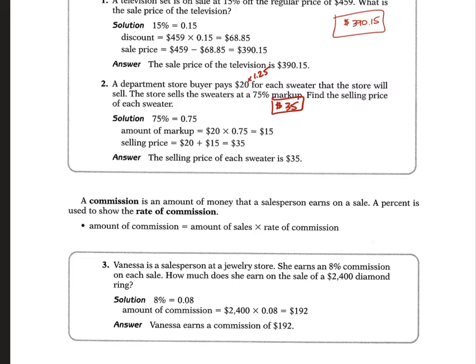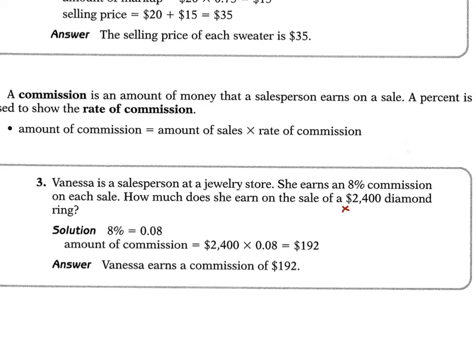So for example 3, it says Vanessa is a salesperson at a jewelry store. She earns 8% commission on each sale. How much does she earn on the sale of a $2,400 diamond ring? So we're going to take 8% of that. So that's just multiplying it by 0.08. We get $192.